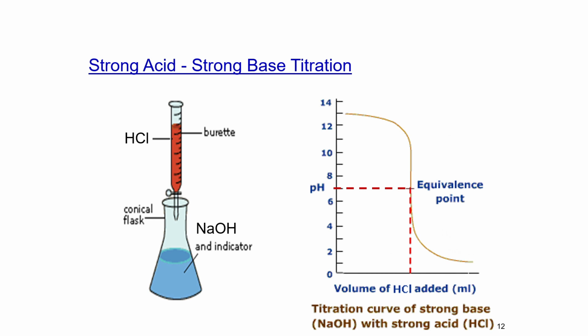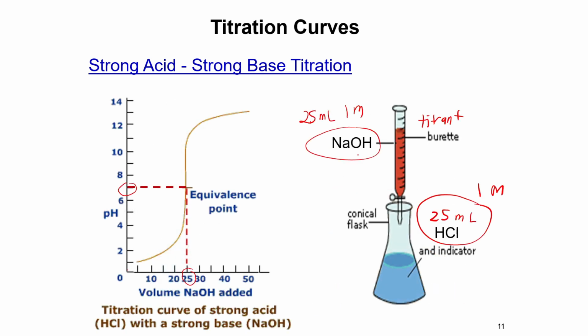Tadi kita punya titrant ialah NaOH. Jadi dalam conical flask tu pada awal sebelum titration bermula, pH ditentukan oleh concentration of HCl. So that's why pada 0 volume NaOH added, pH 1. Bila kita add NaOH meaning titration dah bermula, curve ni semakin meningkat sebab dia jadi semakin basic.